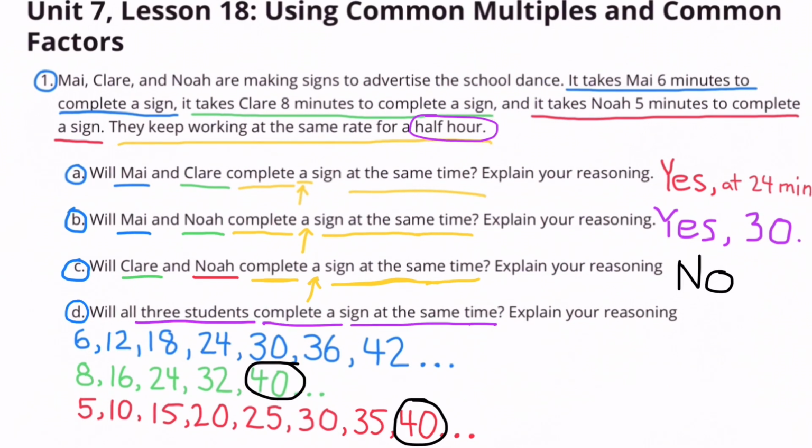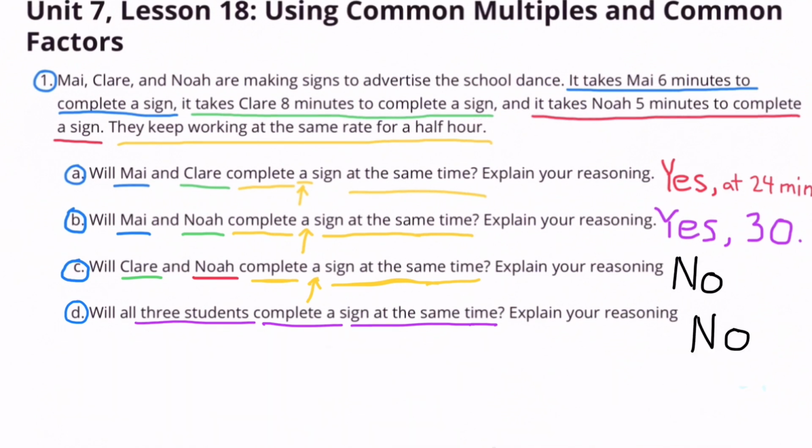D. Will all 3 students complete a sign at the same time? Explain your reasoning. The answer is no, and my reasoning is that if Claire and Noah can't complete a sign at the same time within the half hour, then all of the students cannot complete a sign at the same time within a half hour.